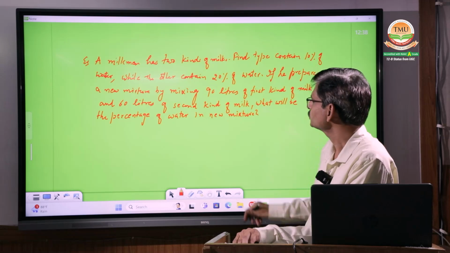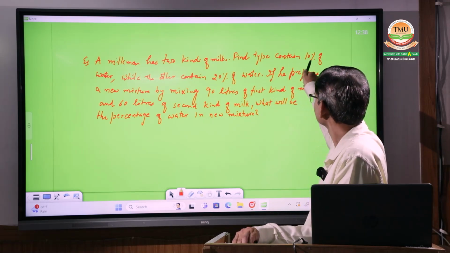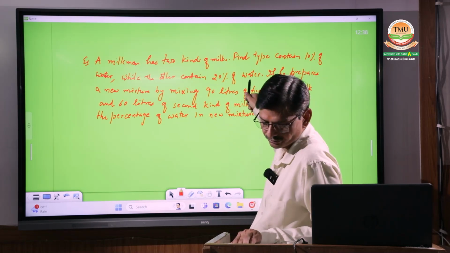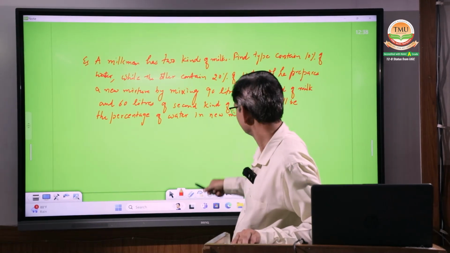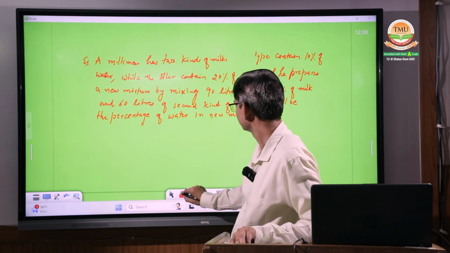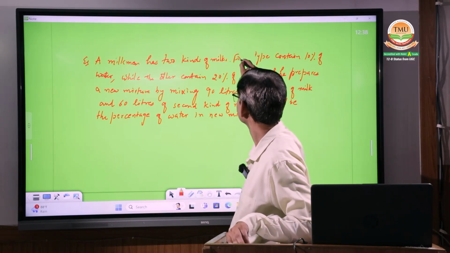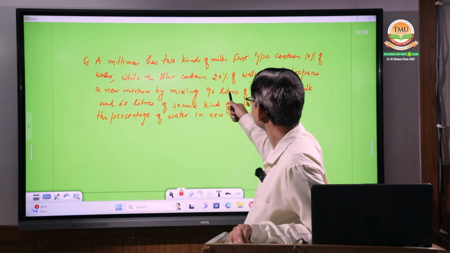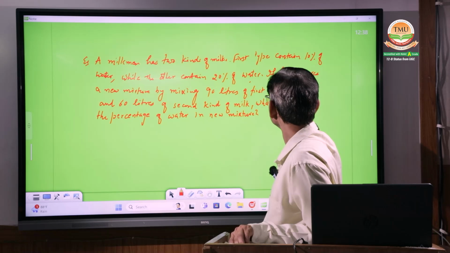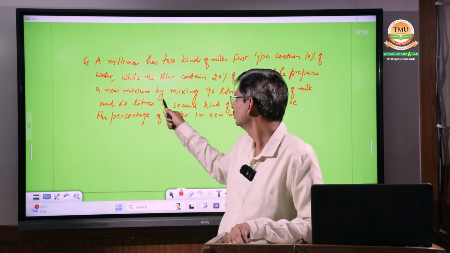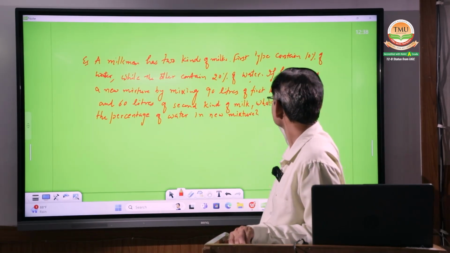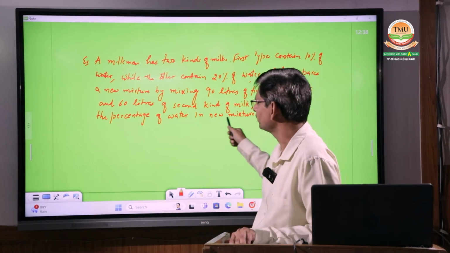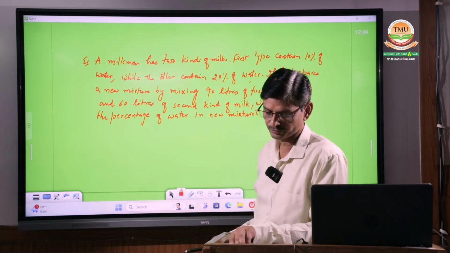A milkman has two kinds of milk. The first type contains 10% of water, while the other contains 20% of water. If he prepares a new mixture by mixing 90 liters of first kind of milk and 60 liters of second kind of milk, what will be the percentage of water in the new mixture?